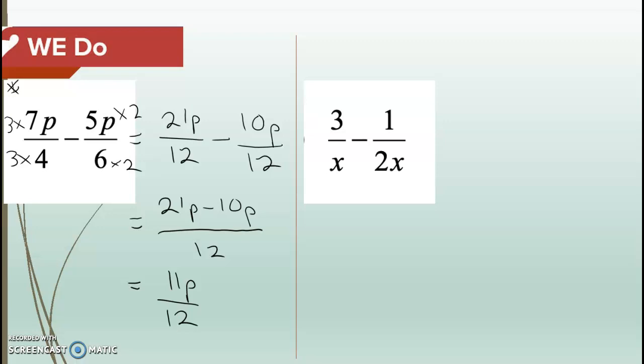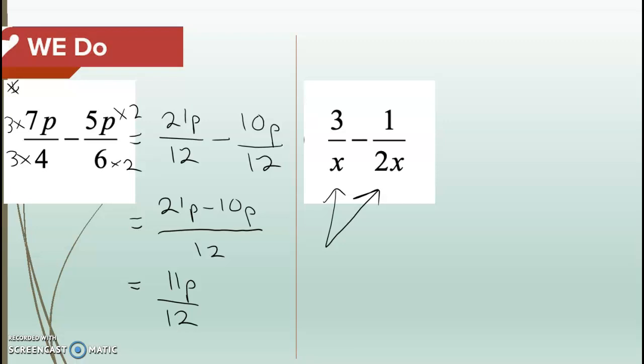Now to the example on the right hand side, we've got 3x minus 1 over 2x. This time, the denominators have pronumerals on them. The same sort of idea applies. We need to make the denominators the same. So how could I do that?